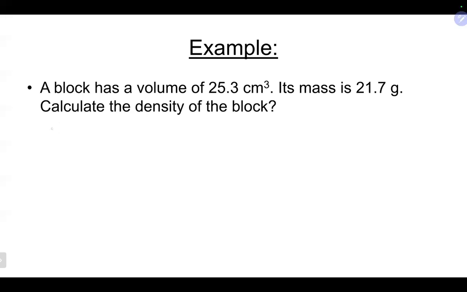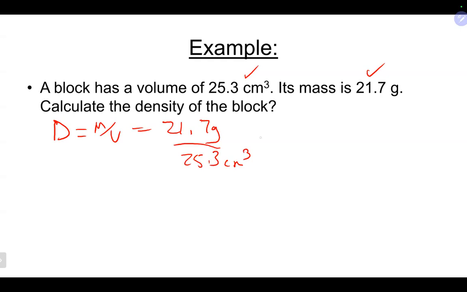So we want to look at our density equation, which would be our mass divided by volume. We obviously have the mass given to us, and we also have the volume given to us. So really in this one, we're just going to plug it in there. That would give us 21.7 grams divided by 25.3 cubic centimeters. And if we do that, looks like we end up with 0.858.